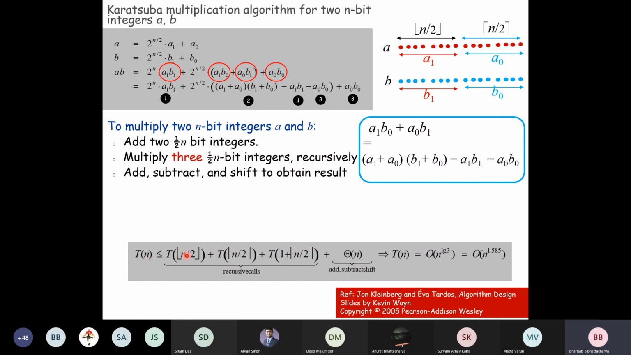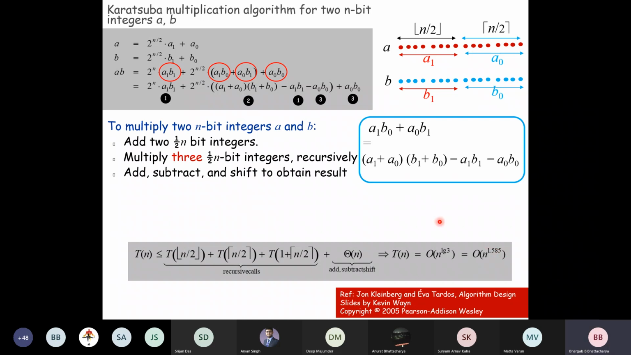T(n) is T(n/2), T(n/2). So there are 3 product terms like this. So it's 3 T(n/2) plus a linear term for doing add, subtract, and shift. And if you solve this recurrence relation, that comes out to be of the order of n to the power log 2 to the base 3, and that comes out to be n to the power 1.585.